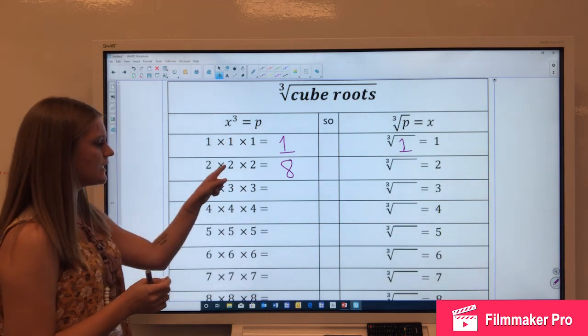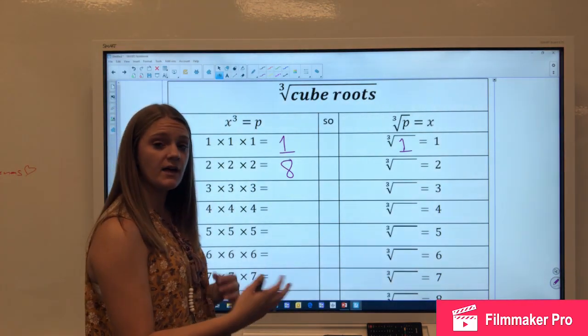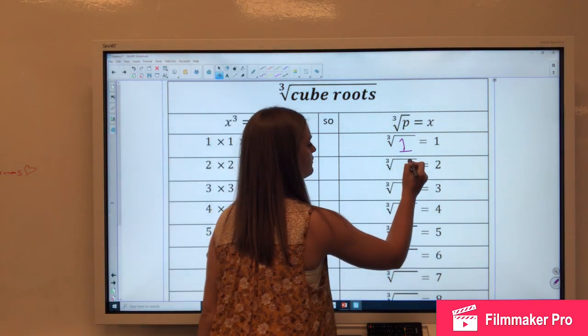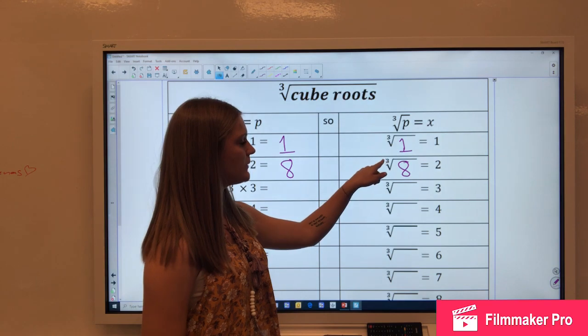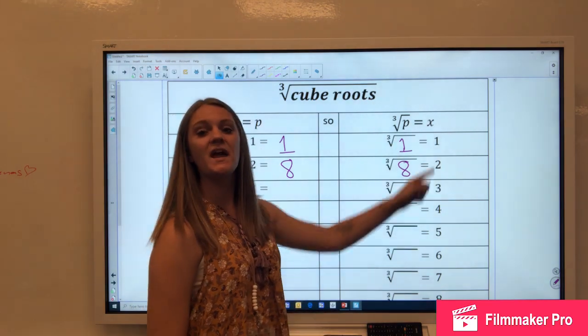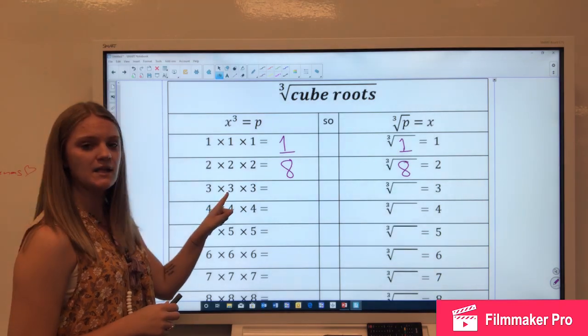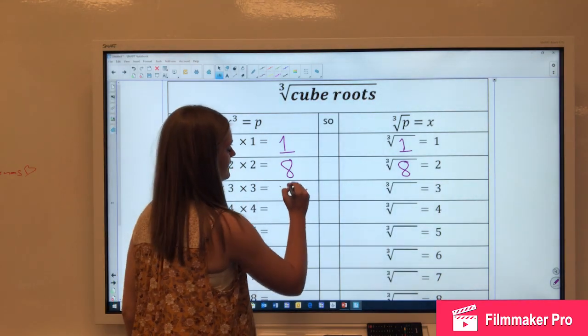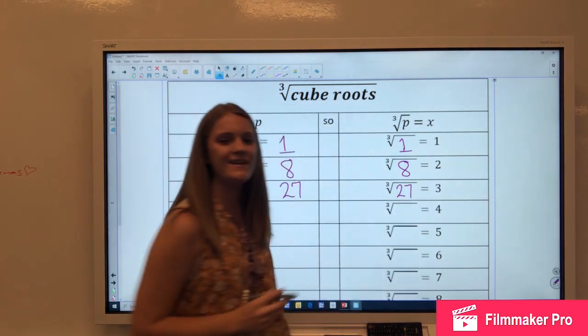All right, 2 times 2 is 4, and 4 times 2 is 8. In other words, 2 times 2 times 2 is 8, or 2 cubed. All right, and the opposite of that, or doing the inverse, taking the cube root of 8, would bring us back down to 2, because what number multiplied by itself 3 times gives us 8? That would be 2. All right, I'm going to do one more with you. 3 times 3 is 9, times 3 is 27. So the cube root of 27 is 3.